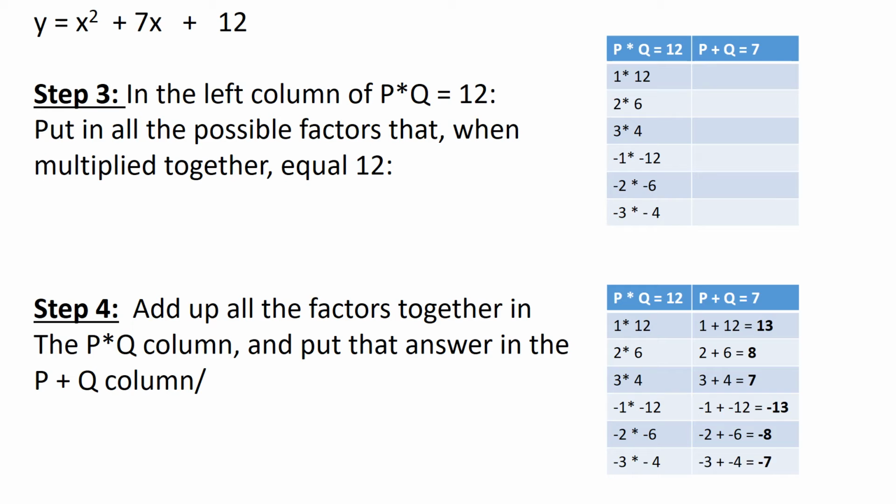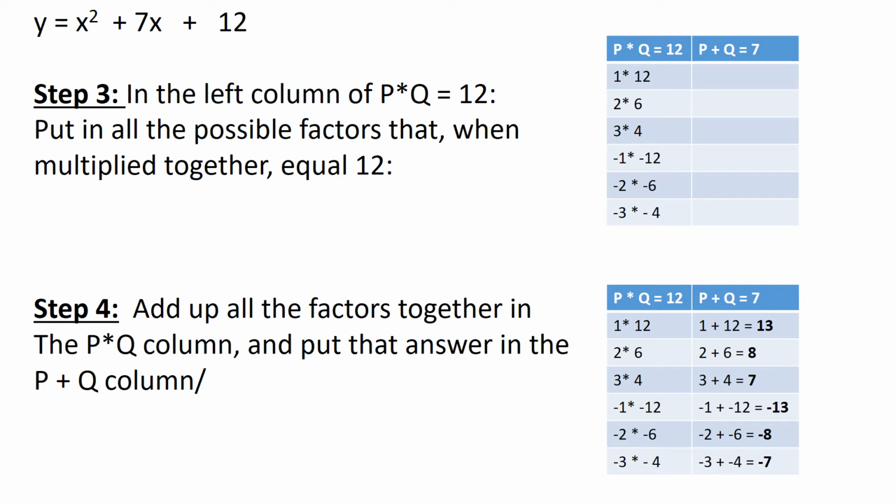Again, my expression x squared plus 7x plus 12. I've set up my two tables here. P times q equals 12, and then p plus q equals 7. And that 12 comes from the c in my trinomial equation, and that 7 comes from the b, as I pointed out. On the left side, where I have p times q equals 12, I'm going to put all the factors that, when multiplied together, come up to 12. I like going the first number from lowest to highest so I can keep track of everything.